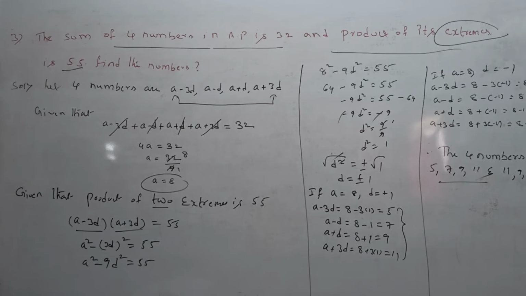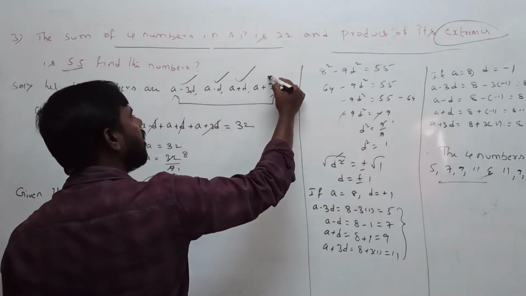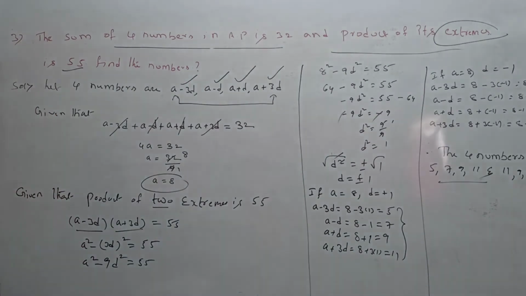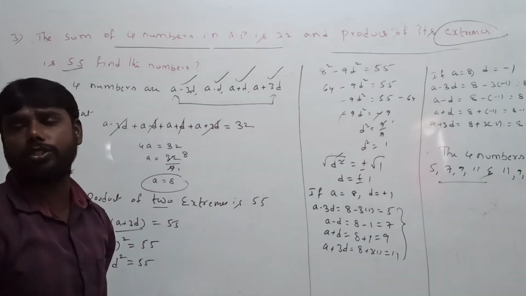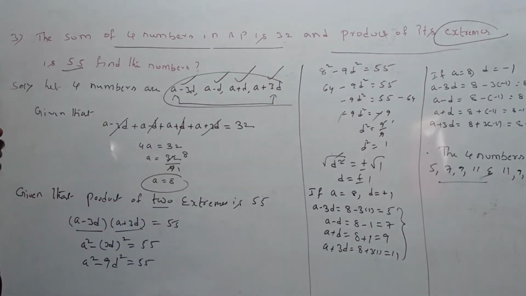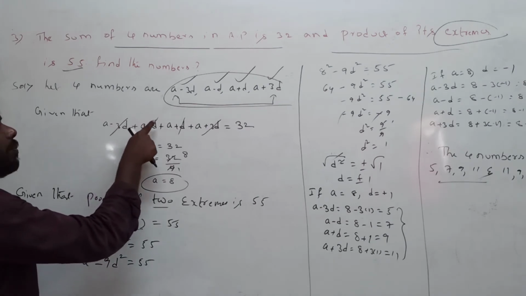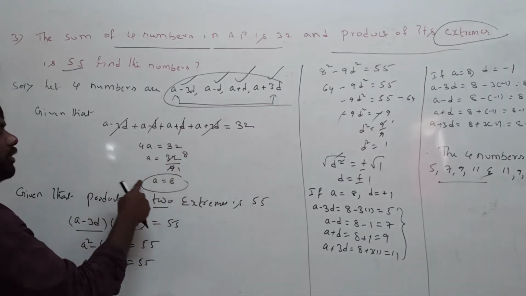4 numbers are present in the arithmetic progression. We are assuming the 4 numbers as a minus 3d, a minus d, a plus d, a plus 3d. According to the question, the sum of the 4 numbers is equal to 32. Plus 3d and minus 3d get cancelled, minus d and plus d get cancelled. You should add the a values: a plus a is 2a, 2a plus a is 3a, 3a plus a is 4a is equal to 32. 4 on the 4 8s, a is equal to 8.